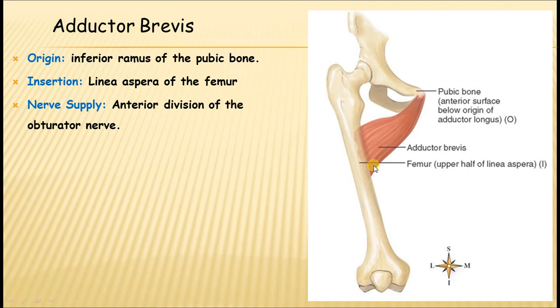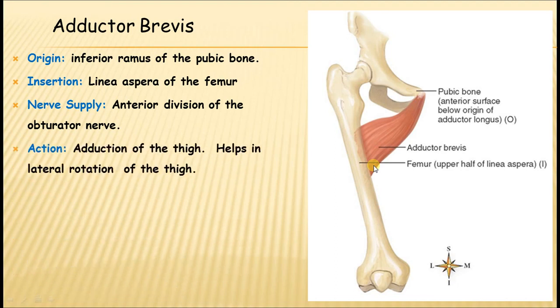In front of it you have the adductor longus and pectineus. In the upper part you have the obturator externus. The lower part, or deep to that muscle, posterior to that muscle, you have the adductor magnus muscle. Again, it is an adductor of the thigh, but it's a lateral rotator. So adductor longus is a medial rotator, whereas adductor brevis is a lateral rotator.